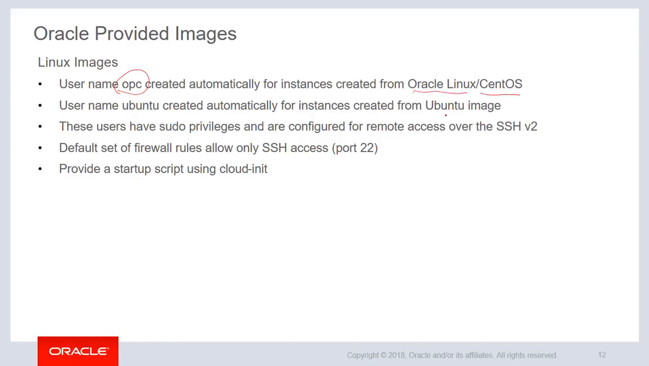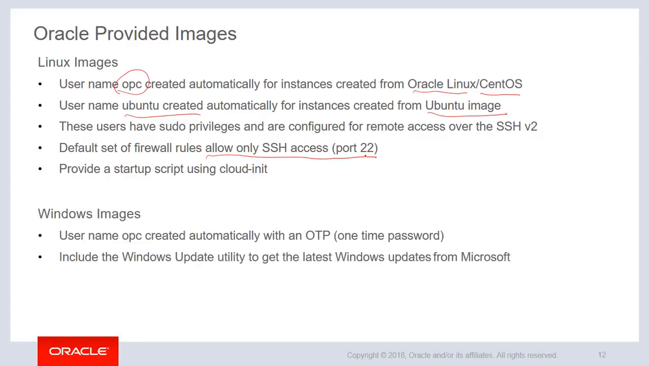Now, when you use the Ubuntu image, there's a username ubuntu you have to use. Now, these users have sudo privileges and are configured for remote access over SSH. You could create your own users, absolutely, but these users have sudo privileges. Now, there is a default set of firewall rules which allow for access on port 22. Similarly, you could create Windows images, and you have to open port 3389. There's a username opc. You get a one-time Windows password which you have to change, etc., etc. Right? You can read about all this in the documentation.